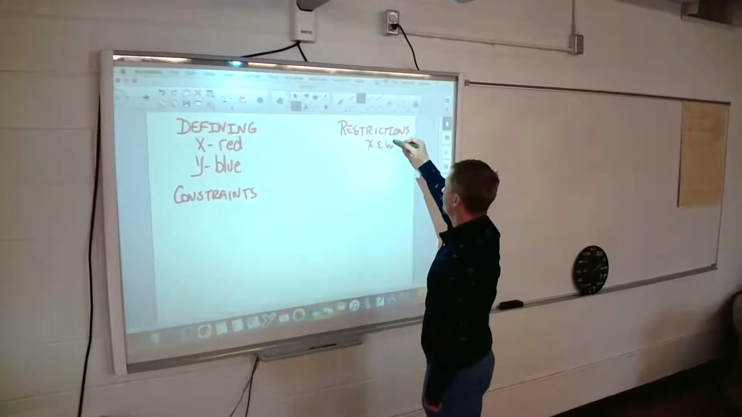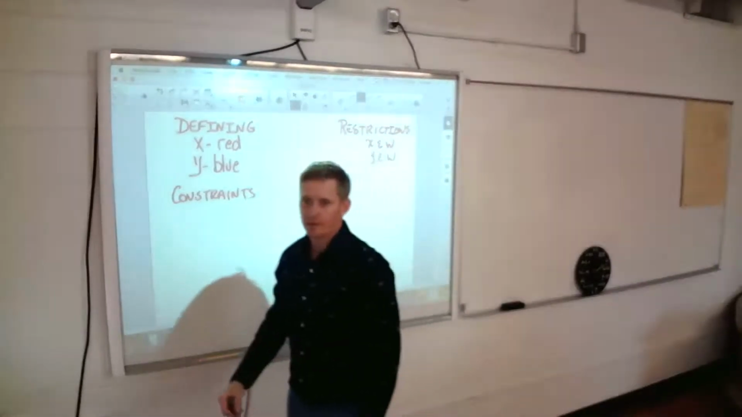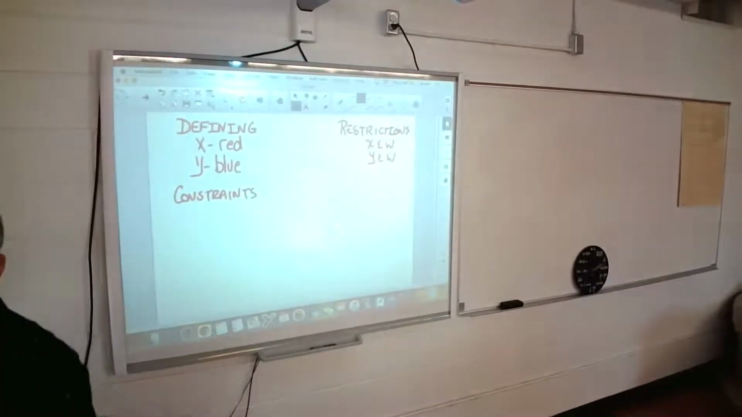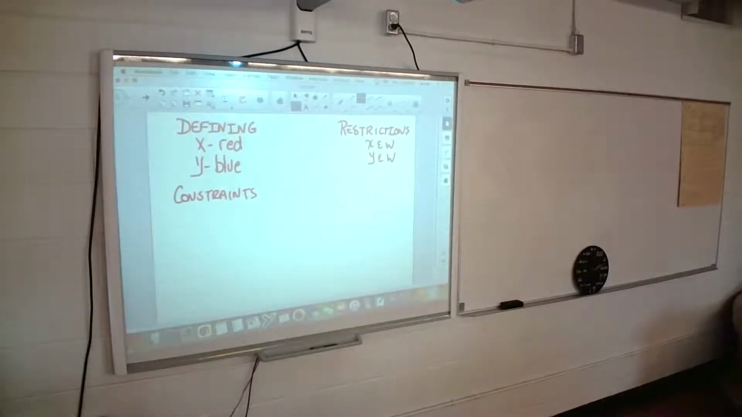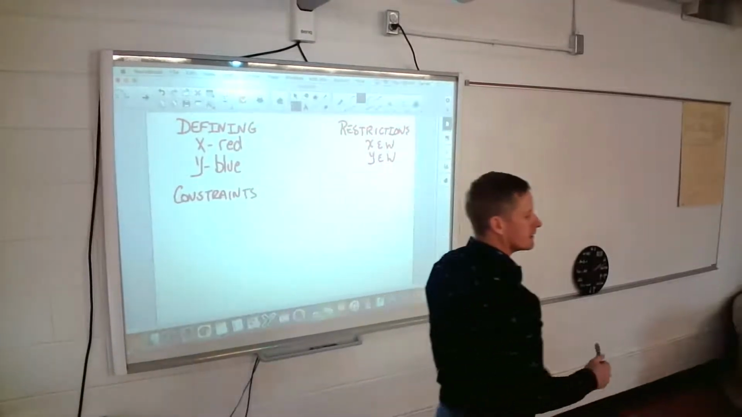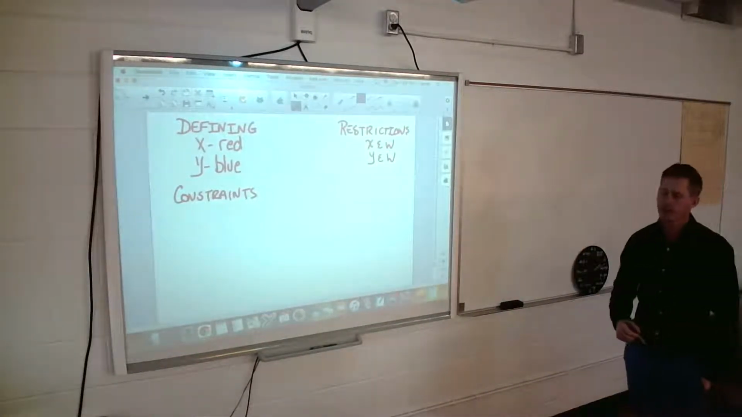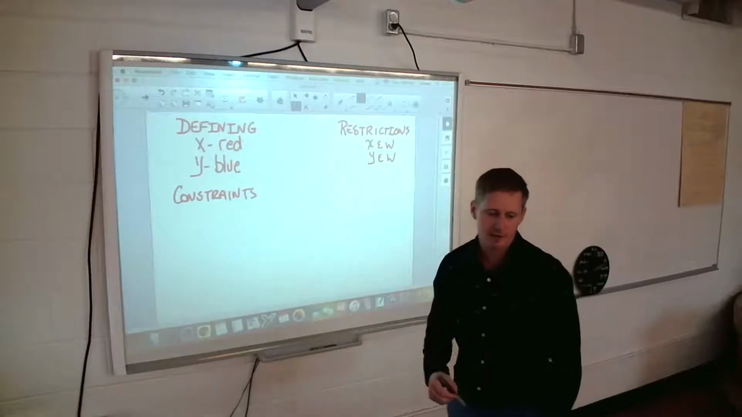For both? Can't sell part of a shirt, correct? Good. Okay, so that's my restrictions. My restrictions are the whole number. So that now narrows down my graph to where? First quadrant. Very good.